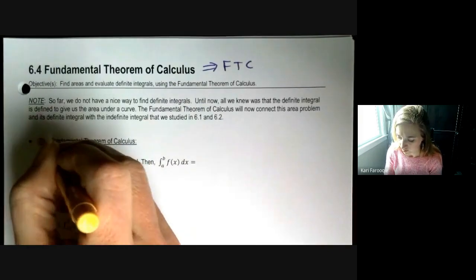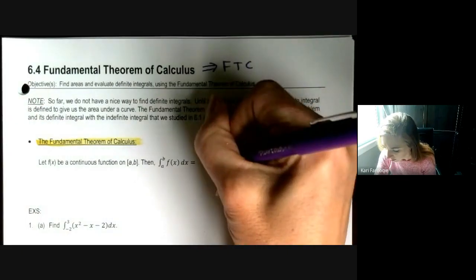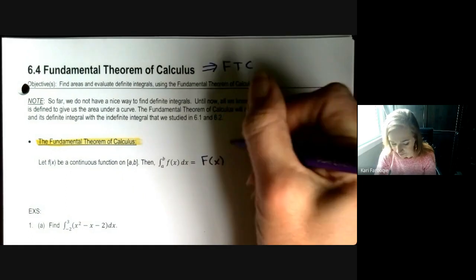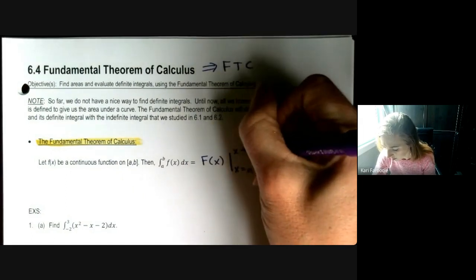The fundamental theorem of calculus. Let f of x be a continuous function. You can draw the whole thing without ever lifting your pencil on the closed interval from a to b. Then the integral from a to b of f of x dx is, we're going to find the antiderivative, capital F, and we're going to evaluate that from x equals a, x equals b.